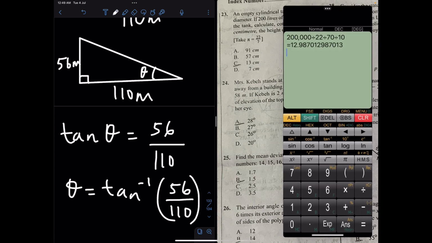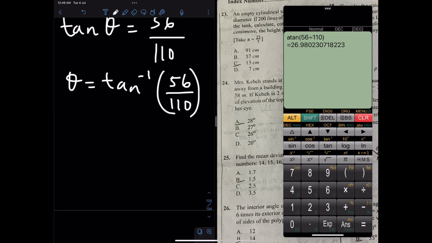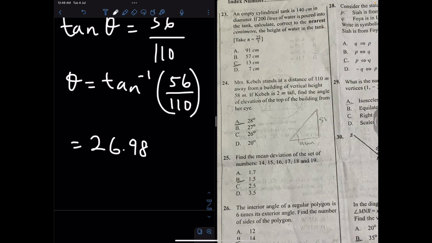And how do we do that? Let's do that here. Tan inverse of 56 divided by 110, and that's 26.98 degrees. They gave the answer correct to the nearest degree, and that's 27 degrees. And the correct option is B.